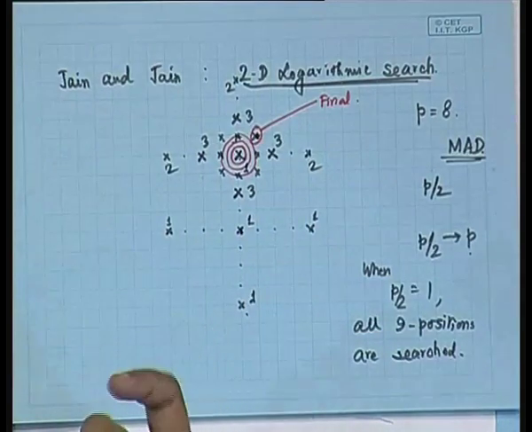Now, why is it 2D? Simple, the search space is 2 dimensional. And why is it logarithmic? Because the step size is logarithmically reduced. At every iteration we are reducing the step size by a factor of 2, and that is why it is known as logarithmic search.